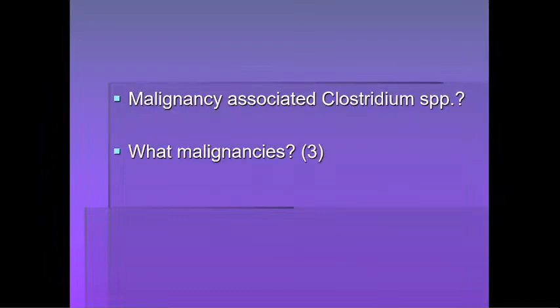Next, we have malignancies associated with Clostridium species. Clostridium septicum, specifically, has been associated with breast cancer, colon cancer, and leukemia. And that is basically it for our discussion about gram-positive cocci and gram-positive bacilli.